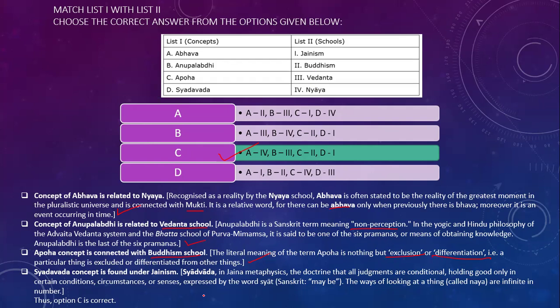The syadvada concept is found under Jainism. In Jain metaphysics, it is the doctrine that all judgments are conditional, holding good only in certain conditions, circumstances, or senses, expressed by the word syat, meaning maybe.